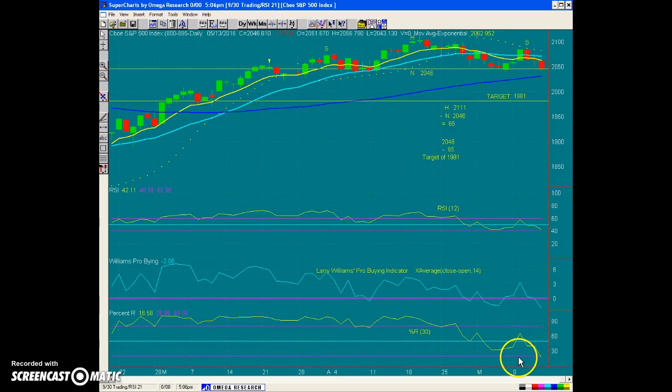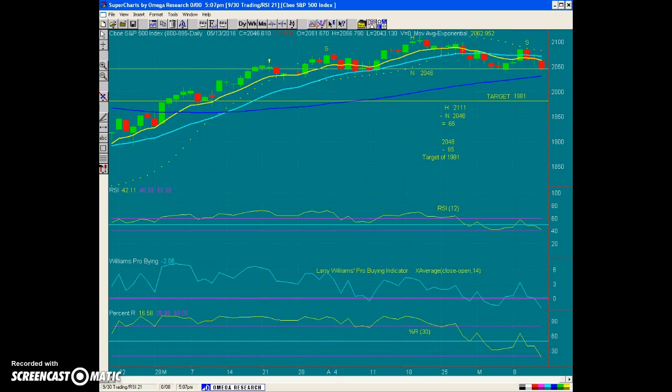So in summary, the daily chart is broken down. The 9 is below the 30. We're finding possible support at 2046, but we'll determine that in the next week or two. We're still hoping to hold that as support, but quite possibly we'll have to look at the 1981 level if the head and shoulder pattern holds up to be true.